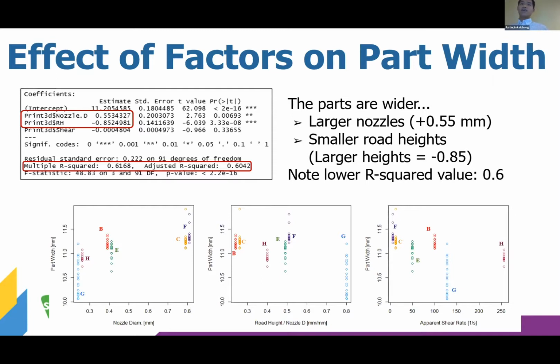It's interesting to say that once we did this regression analysis, we had a really low R squared, and it was actually not statistically significant to say that our shear rates, or printing speed, affected our part width.